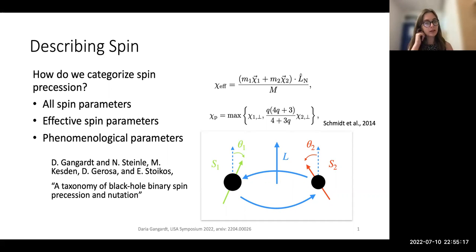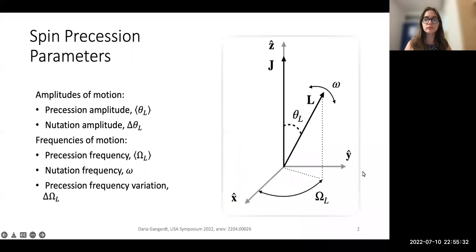So instead, in a taxonomy of black hole binary spin precession and nutation, we propose 5 phenomenological parameters that instead describe spin as the motion of L around the total angular momentum J. Indeed, we look at the system where instead of considering the 2 individual spins, we consider the motion of L around J. If we split this motion into a polar motion, which we call nutation, and an azimuthal motion, which we call precession. As L goes around J, if there is no nutation, i.e. no polar motion, then it will do so with a constant opening angle theta L.